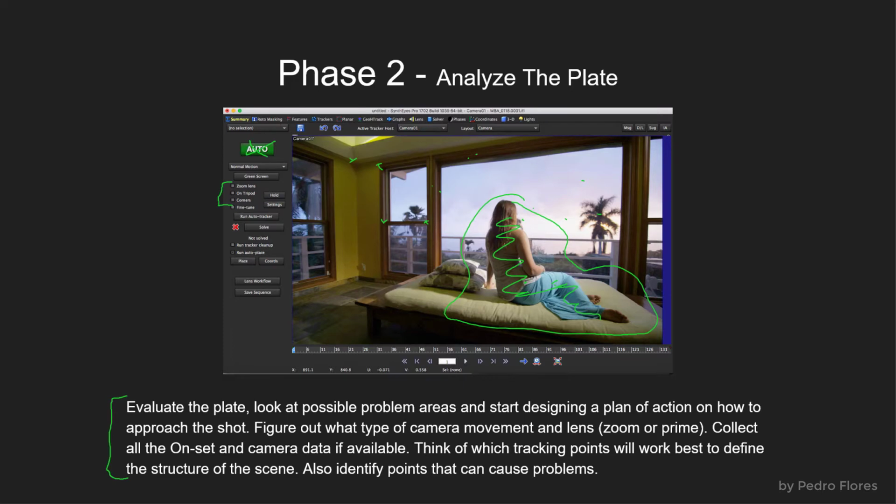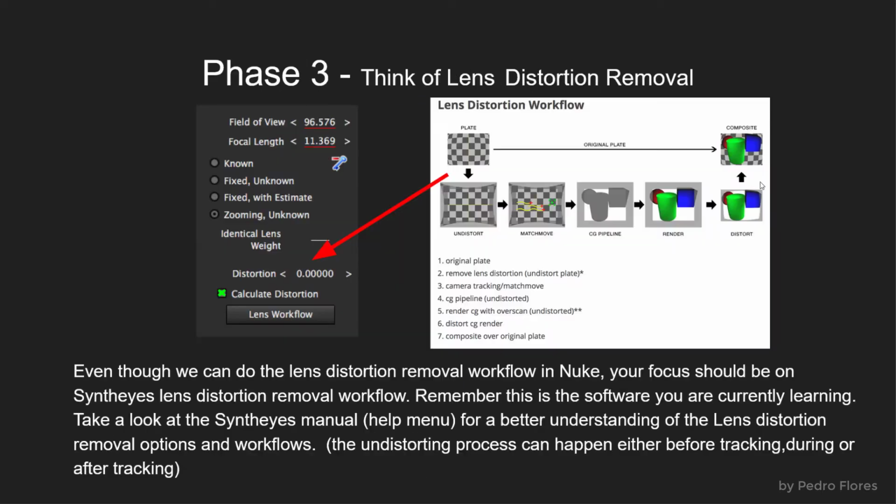From here, we're going to move to the next stage. The next stage will be thinking about lens distortion, which is also part of analyzing the plate, but mostly in this stage we're thinking about the workflow. Do we want to apply the lens distortion first and work in undistorted plates? Or do we want to calculate this lens distortion throughout the tracking process, which is the most modern and the most optimal way of doing it?